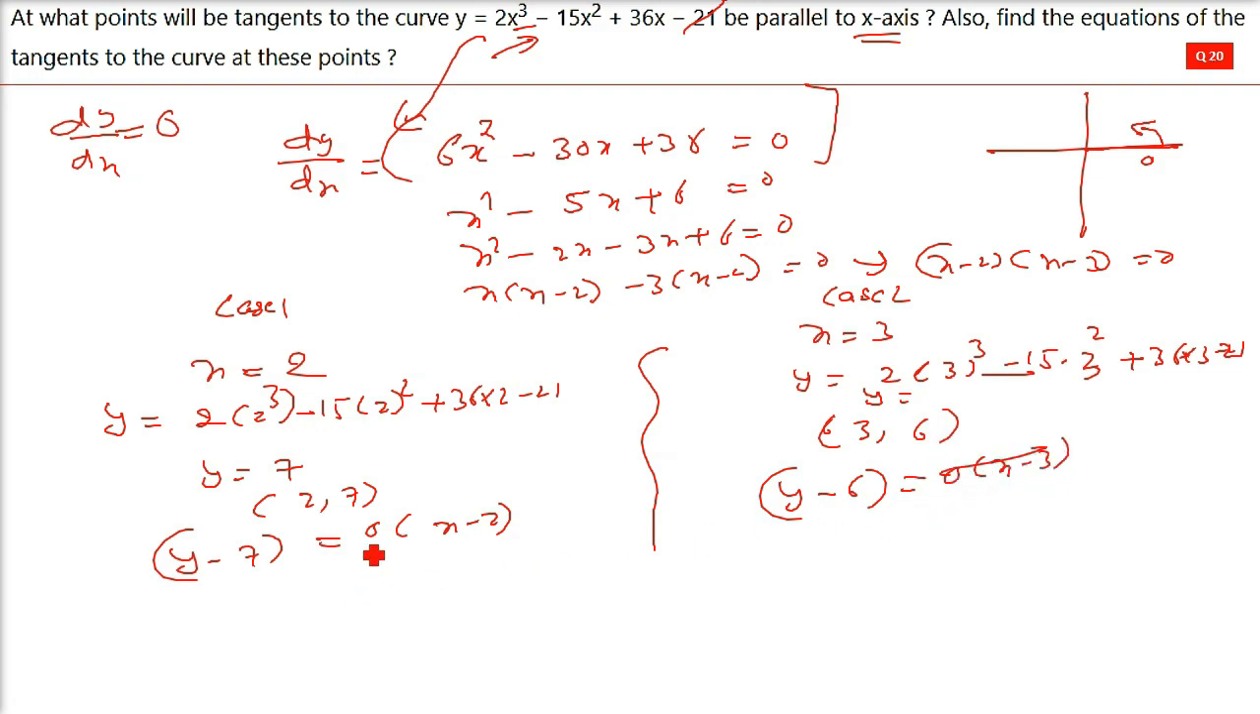This goes 0, this goes 0. y will be equal to 7 here. y will be equal to 6 here. So you have two equations, and it has to be there because the tangent is parallel to the x-axis. y equal to 7 and y equal to 6.